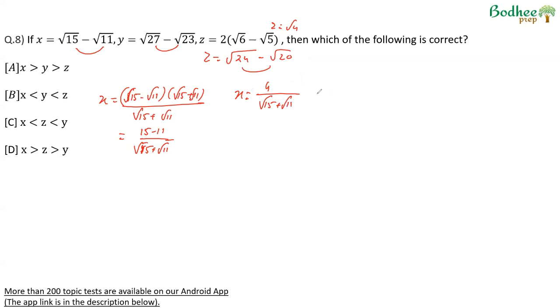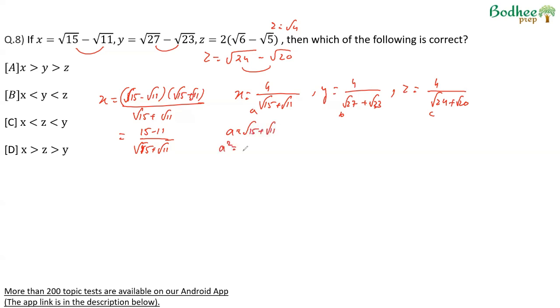By a very similar logic, y can be written as 4 upon root of 27 plus root of 23, multiplying and dividing by root of 27 plus root of 23. And z will be 4 upon root of 24 plus root of 20. Now we deal with the denominators. Suppose the denominators are a, b, c in the 3 cases. a is root of 15 plus root of 11.